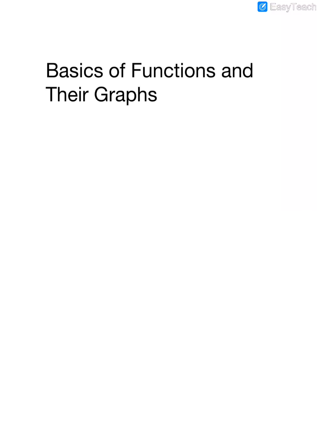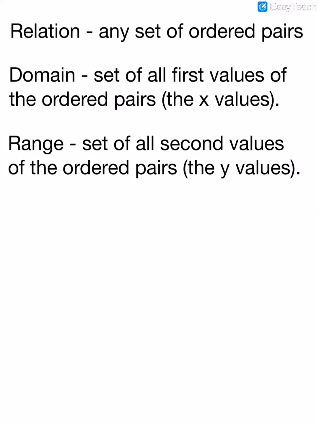Today we're going to talk about basic functions and their graphs. Before we get started, let's discuss some definitions. A relation is any set of ordered pairs. So if you'll remember, an ordered pair looks something like this. It's two numbers in a set of parentheses separated by a comma.